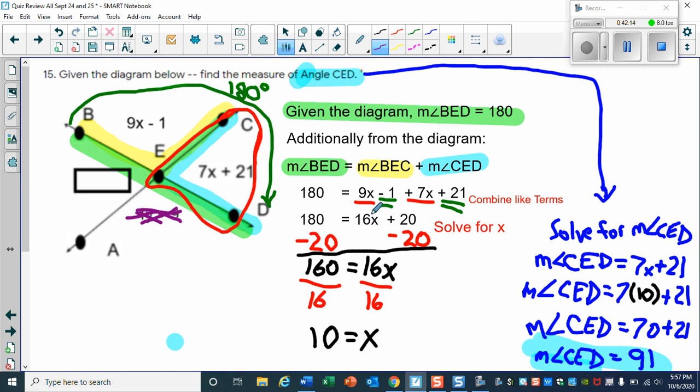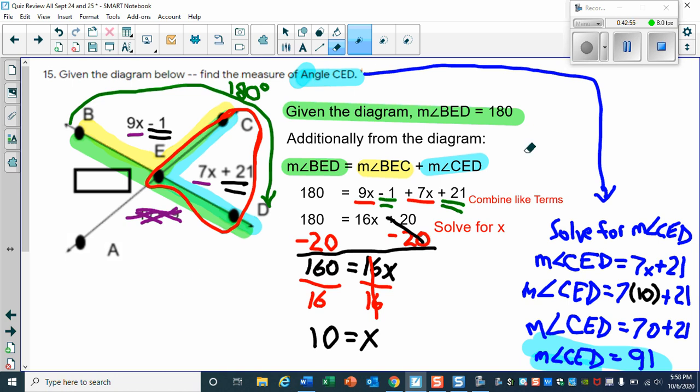So that's combining like terms. The 9x we combine with the 7x, and then the negative 1 combined with the positive 21. That's how we get 16x plus 20. Solve for x: subtract 20 on both sides. 180 minus 20 is 160. Positive and negative 20 go away. Then we divide both sides by 16. So 16 times x, the opposite of multiplying by 16 is dividing by 16. 160 divided by 16 is 10.